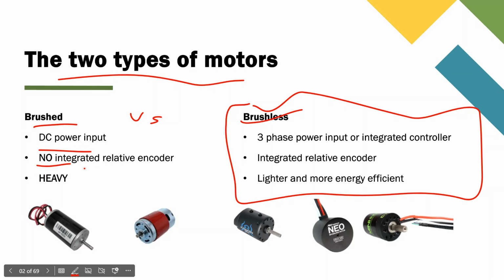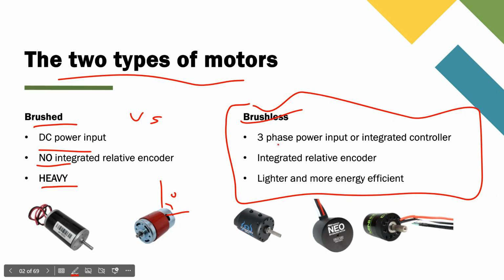They have no integrated relative encoder, so they have nothing in here that can read an angle measurement, like what angle it's outputting at, or how many rotations it spins. They're also really heavy, so there are a lot of downsides, I would say, compared to a brushless motor, which is why we see brushless more common nowadays.